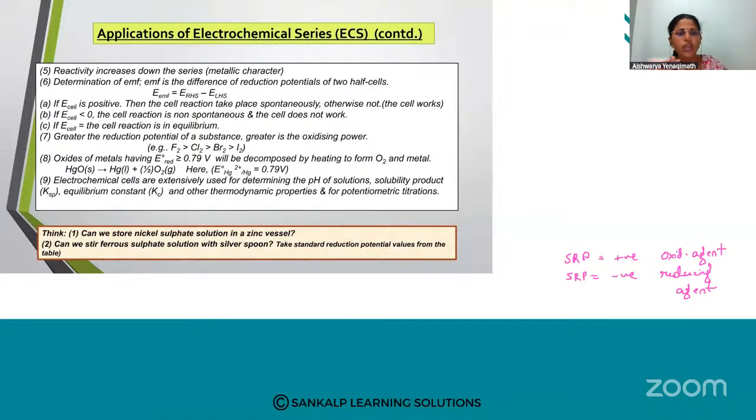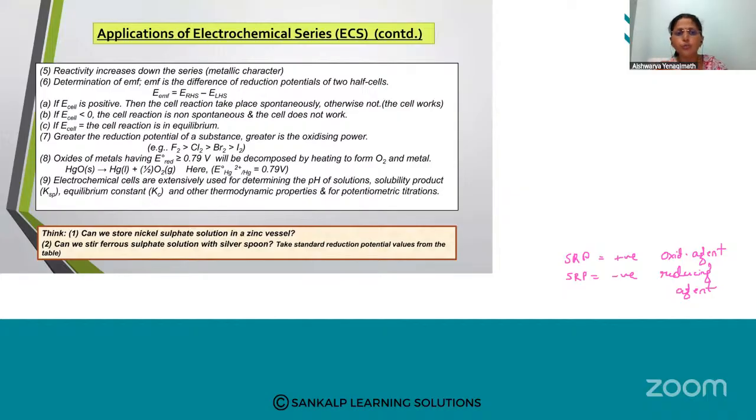Fine. So EMF or E cell is equal to E RHS minus E LHS, use this. In NCERT, they have given E right minus E left, or E cathode minus E anode, because in our electrochemical cell the right side is cathode and the left side is anode. If E cell is positive, then the cell reaction takes place spontaneously, otherwise no. If E cell is less than 0, the cell reaction is non-spontaneous and the cell does not work. If E cell is equal to zero, then the cell reaction is in equilibrium. This is what we have seen.